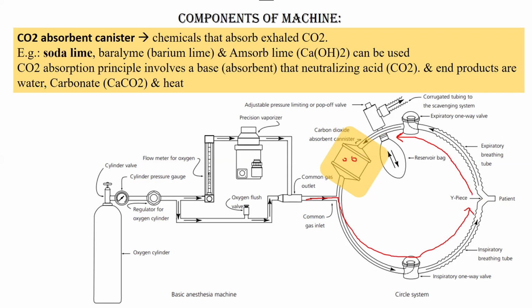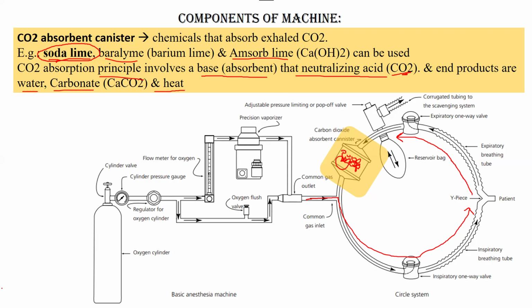It has carbon dioxide absorbents, and these absorbents are basically either soda lime, baralyme, or Amsorb lime, but soda lime is most commonly used, so we will remember only soda lime. So it has soda lime in it, and this soda lime will absorb all the carbon dioxide. The principle of carbon dioxide absorption is simple: it involves a base absorbent, that is soda lime, that neutralizes the acid, that is carbon dioxide. Carbon dioxide is considered an acid, so the base will neutralize the acid, and the end products are water, carbonate, and heat.